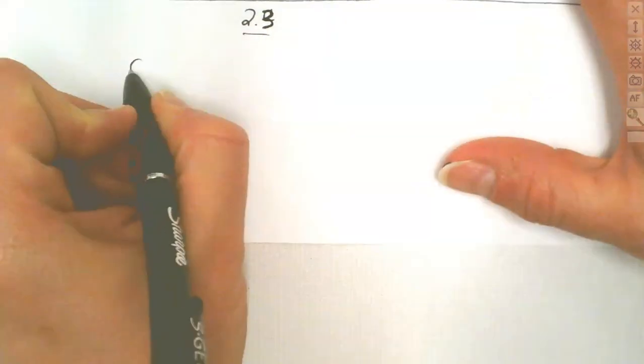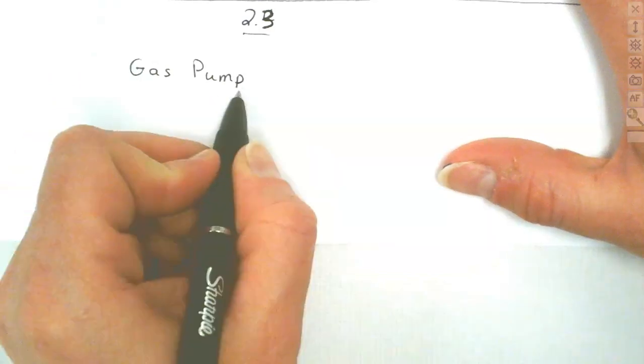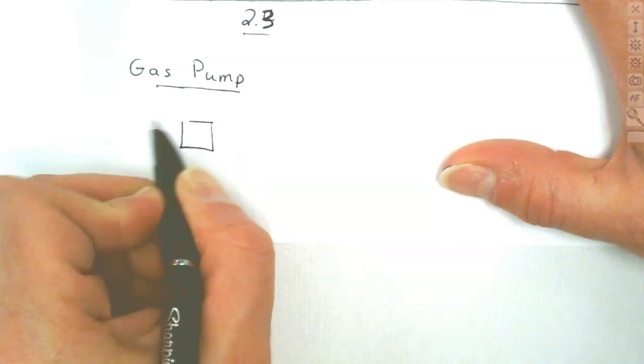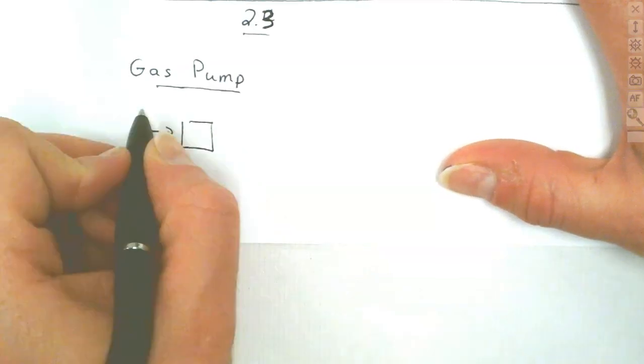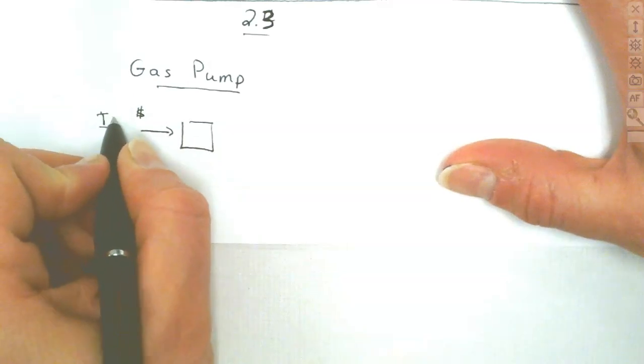We're now going to start 2.3, and this is all about functions. Now, what happens with a function is something goes in, and it changes it to something else. So, a really good analogy of a function is a gas pump. Now, when we talk about a gas pump, we go to the gas station, and we put money in. And so whatever you put in, that is your X value.